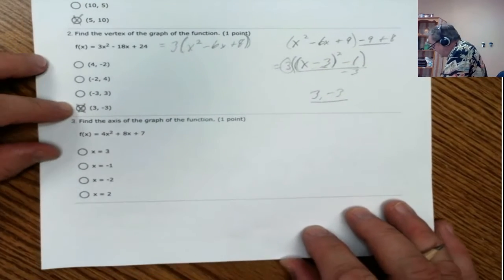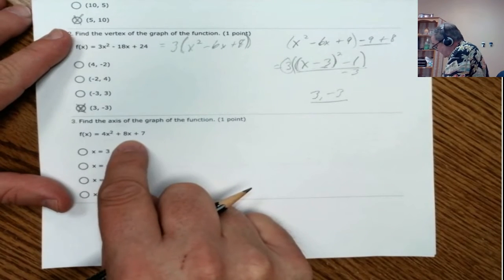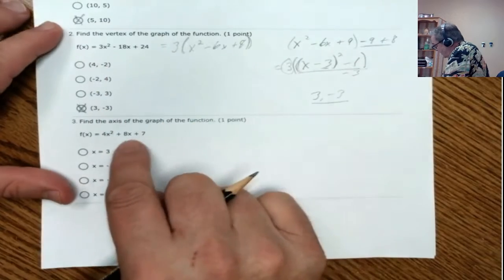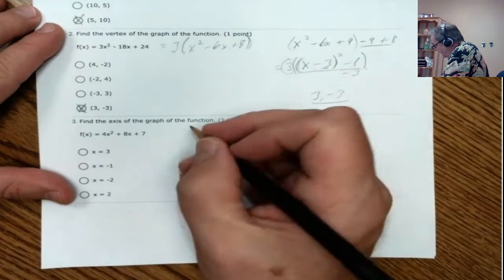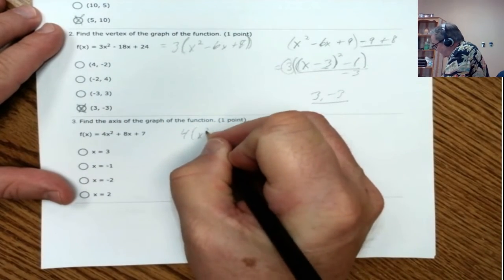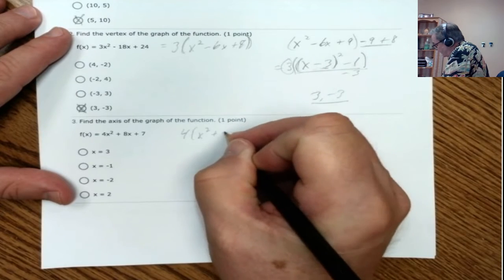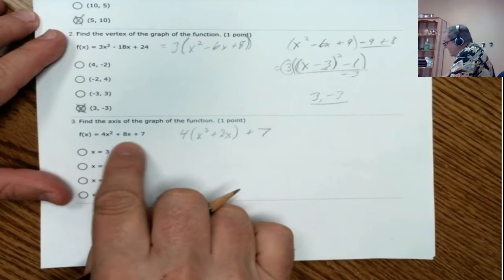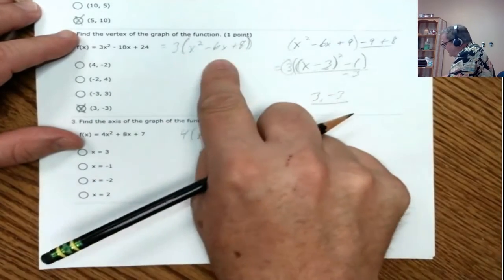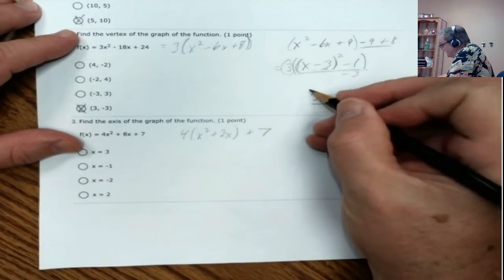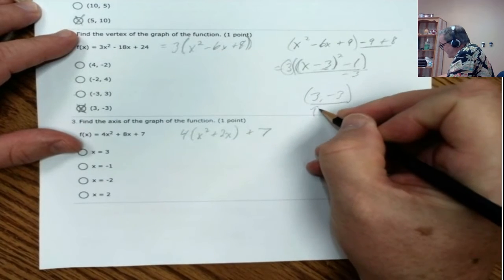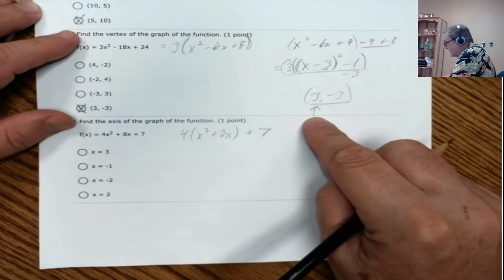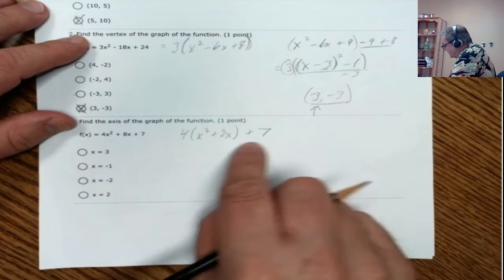All right, let's find the axis of the graph of this function. Well, this is very similar to our last one, but this time we're going to factor it a little differently. This time we're going to pull a 4 out, but only out of the x squared plus 2x portion, and we're going to leave the plus 7 by itself. We're not factoring a 4 out of that. We can't. But if we put it in vertex form again, if that's the vertex, then this is the axis, right? That is the axis of symmetry, is whatever the x is. So we just need to get this in vertex form.